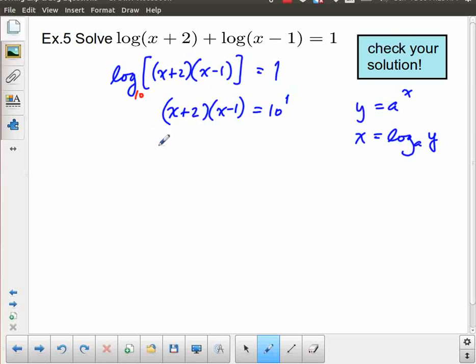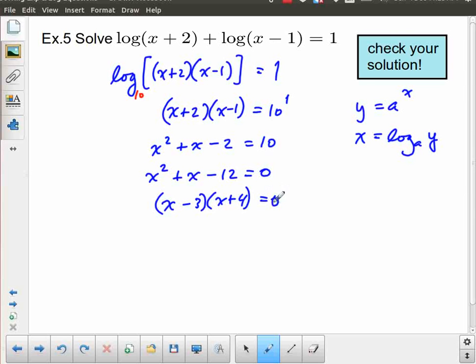But this is a quadratic, it's a simple quadratic. So this is x squared plus 2x minus x is plus x, plus 2 times negative 1 is minus 2, 10 to the 1 is equal to 10, x squared plus x, in this case minus 12 equals 0, and we end up with x minus 3, x plus 4 equals 0, which gives me two solutions, x equals 3 or x equals negative 4.